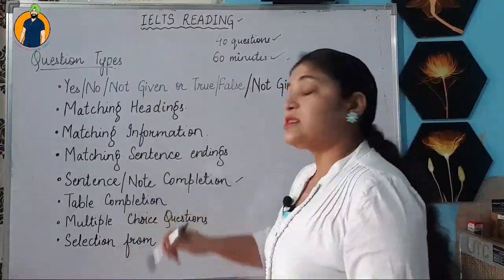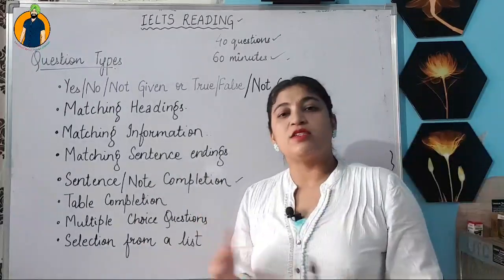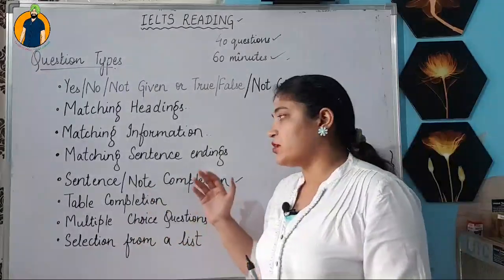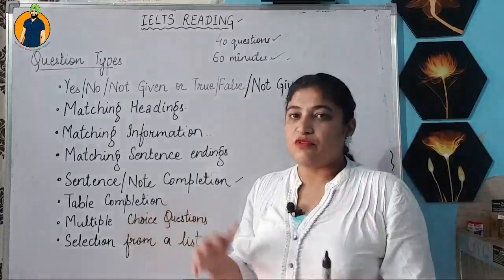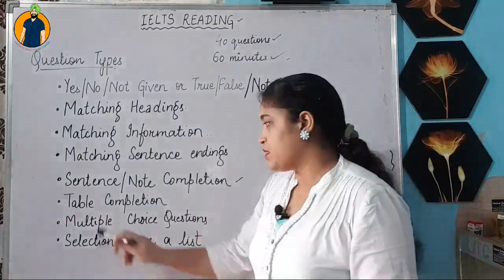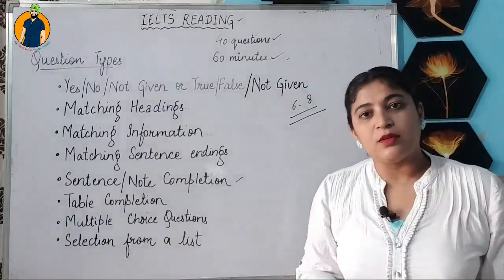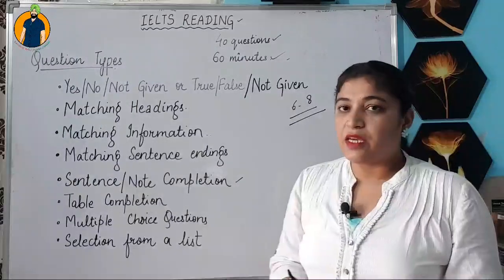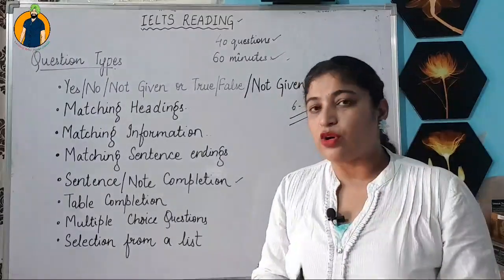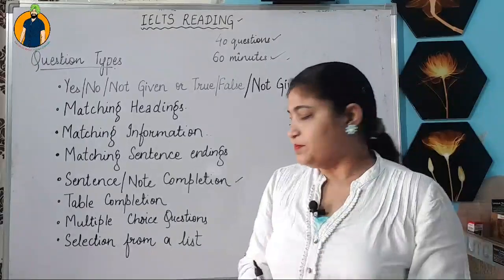Next question type is table completion. Table completion is somewhat similar to note completion or sentence completion, but the difference is that it is in tabular form. Next question type is multiple choice questions. In multiple choice questions, you will be given 4 options. Out of those 4 options, you have to select one option.